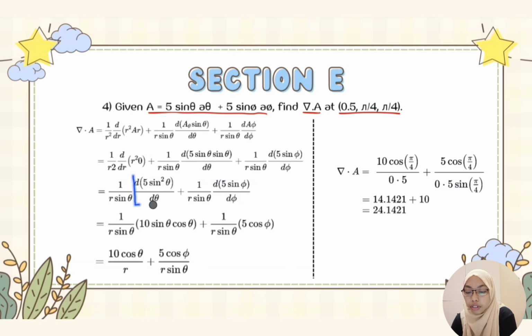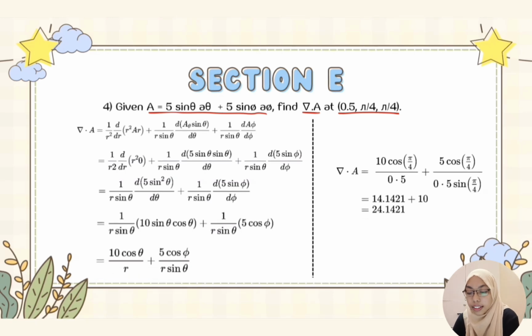After that, we differentiate this one and also this one, and we can get 1 over r sin theta tan sin theta cos theta plus 1 over r sin theta phi cos phi. Sin theta and sin theta will be eliminated, and the last answer we can get tan cos theta over r plus 5 cos phi over r sin theta.